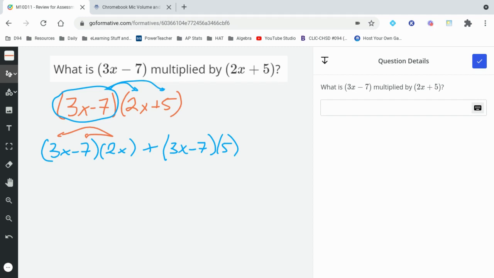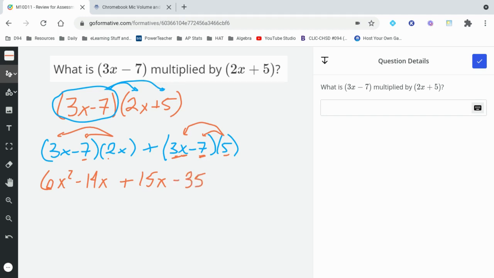So 2 times 3, or 3 times 2, is 6. x times x is x squared. 7 times 2 is negative 14. And the x comes along. Over here, we're going to do the same thing. So 3x times 5, 3 times 5 is 15. The x comes along. And then negative 7 times 5 is going to become negative 35.